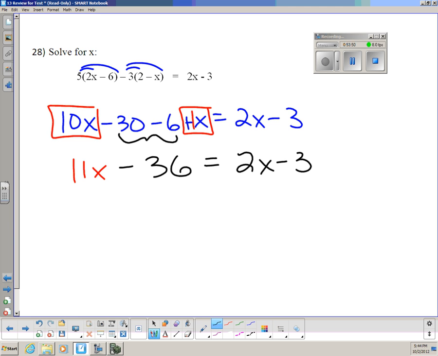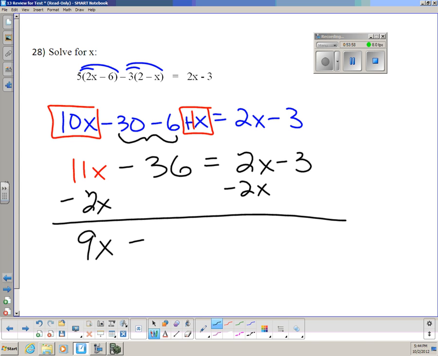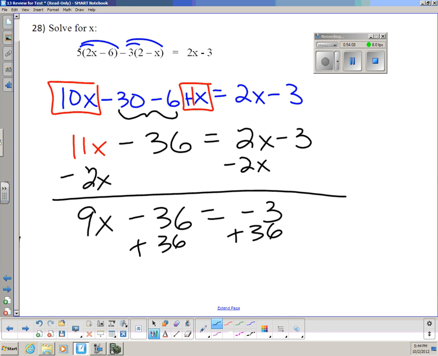Now we have everything cleaned up on both sides. Now we can move stuff. So we'll subtract 2x. We get 9x minus 36 equals negative 3. Add 36 to both sides. And then we end up with 9x equals 33.